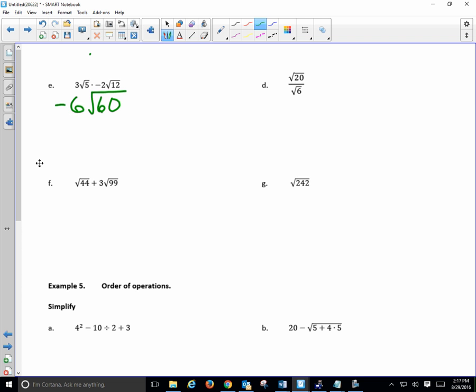Is there a perfect square that divides evenly into 60? 4. How many times does 4 go into 60? Think of your clock. 15. There's 4 15-minute segments in an hour, right? Okay. What is the square root of 4? Times negative 6. Good. You guys are smart. Requires some number sense, though, doesn't it? Yep.